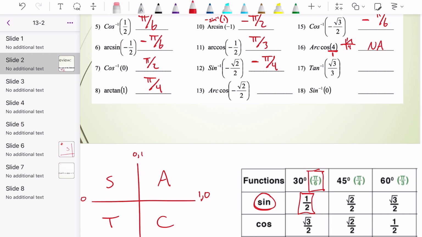Tangent of square root of 3 over 3, it's remaining positive. We know that we're going to be working at pi over 6. Number 8, we have arctangent of 1, which we already solved, and was pi over 4. Number 13, arc cosine, or the inverse cosine of a negative number. Remember, it's going to turn positive. Square root of 2 over 2 is going to give us pi over 4.